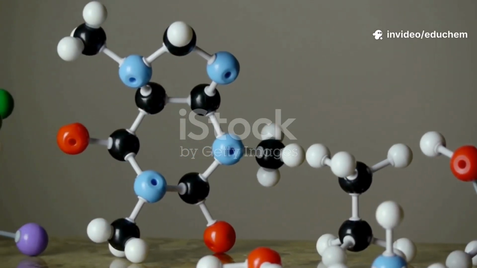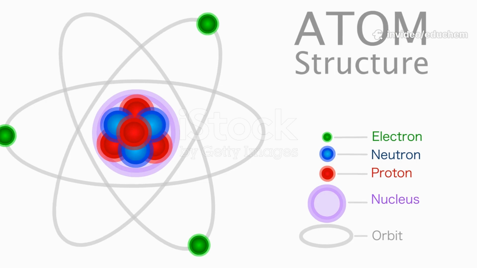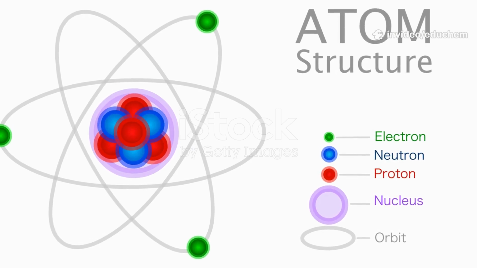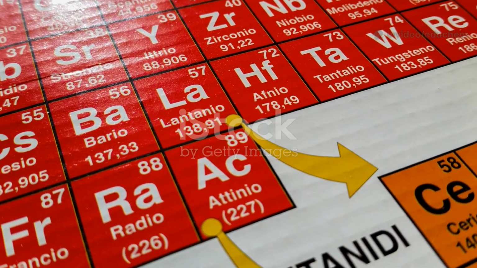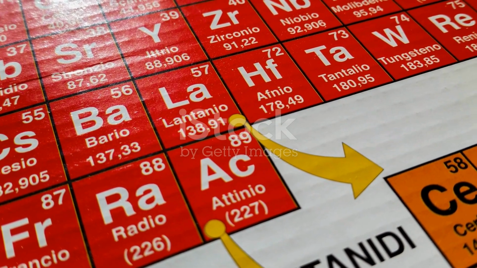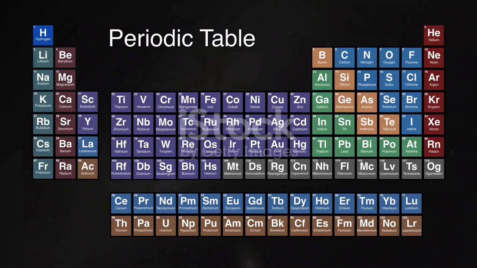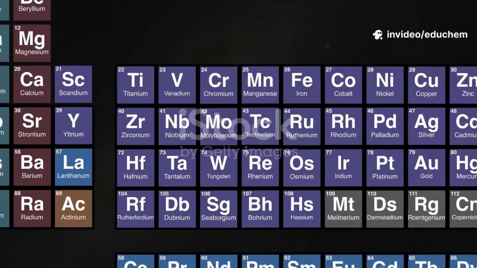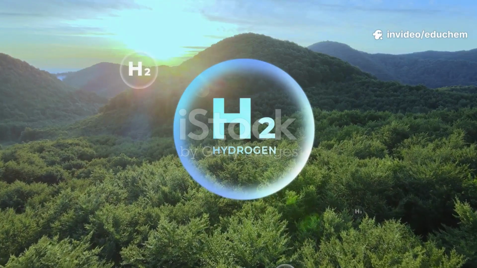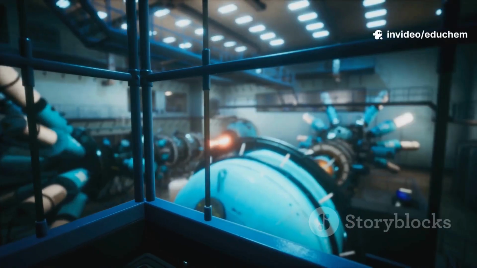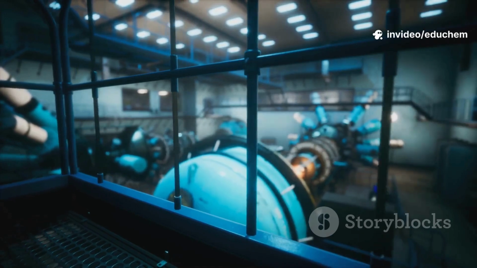So to wrap it all up, atoms are the building blocks of matter. They contain subatomic particles, protons, neutrons, and electrons. Atomic number tells you the number of protons, while mass number is protons plus neutrons. Elements are made up of only one kind of atom. Isotopes have different numbers of neutrons. And radioactive isotopes are powerful tools in science and medicine.